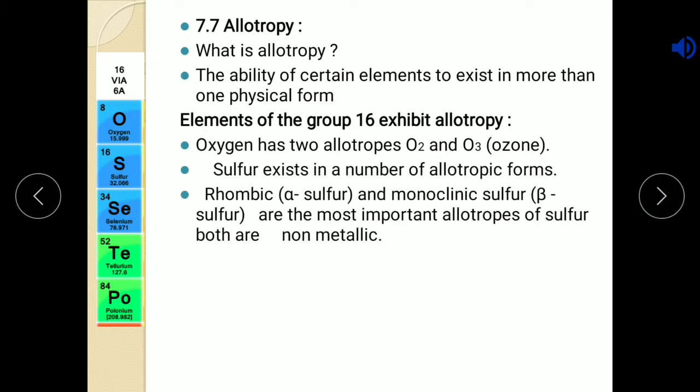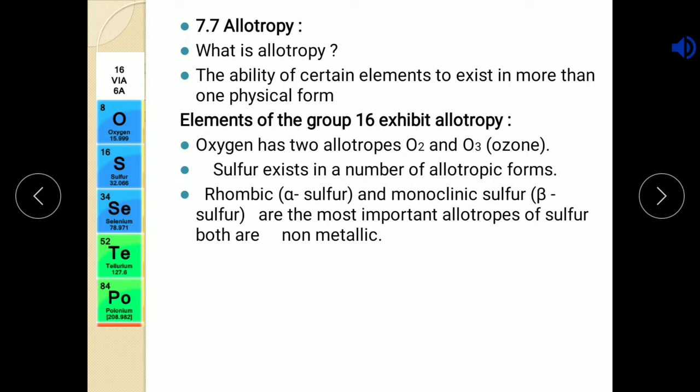Second member sulfur. Sulfur exists in a number of allotropic forms. So many allotropic forms of sulfur are available, but the most important allotropes are rhombic sulfur, that is alpha sulfur, and the second one is monoclinic sulfur, that is beta sulfur. Both these forms are non-metallic.